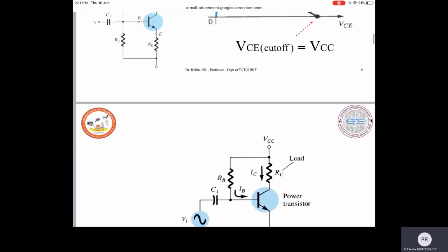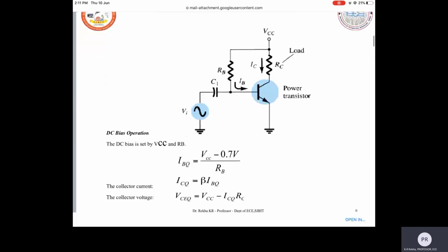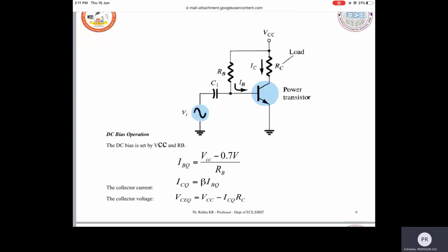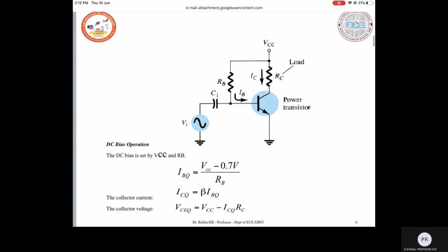Similarly, this is a type of feedback bias. We have used power amplifiers. In the circuit, VCC is given. Here RC is connected across the output, so we can call RC the load, and the collector current IC flows through it, and RB is connected to the base of the transistor. For this, first you apply the DC bias operation. The DC bias is set by VCC and RB. IBQ equals VCC minus 0.7 volts by RB.